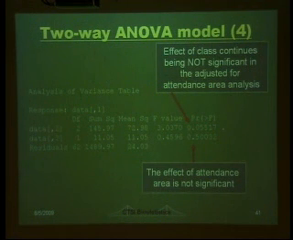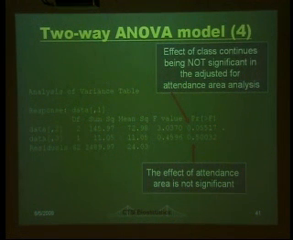If we perform ANOVA, we will now have 2 p-values. For each of these factors, we will have its own p-value. For example, the first p-value stays approximately the same, and the second p-value, which corresponds to the school attendance factor, is about 50%. It means that there is no effect from the school attendance area.